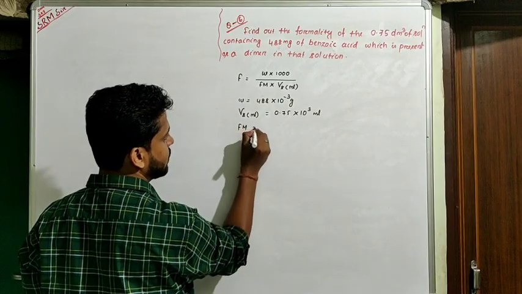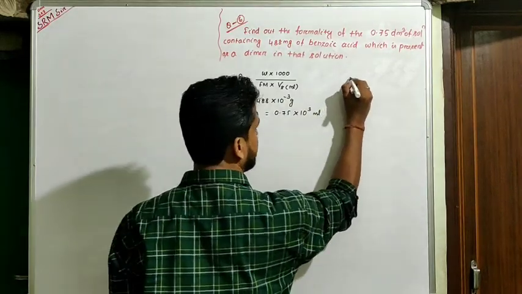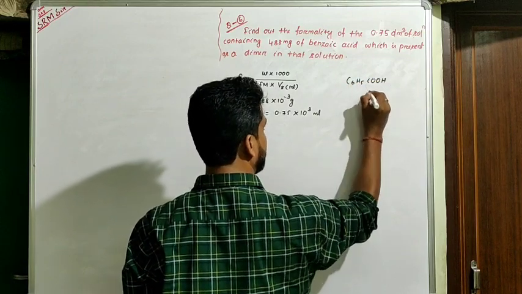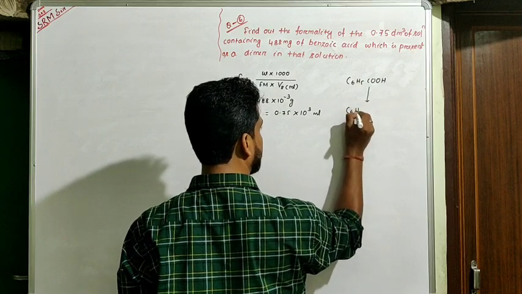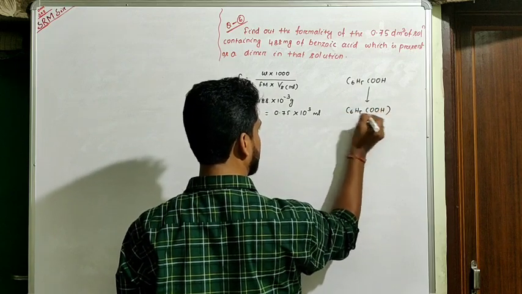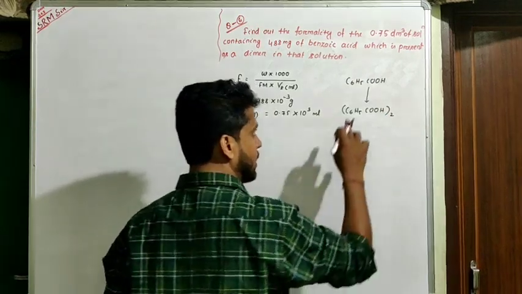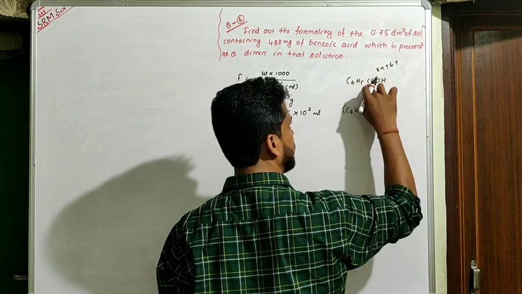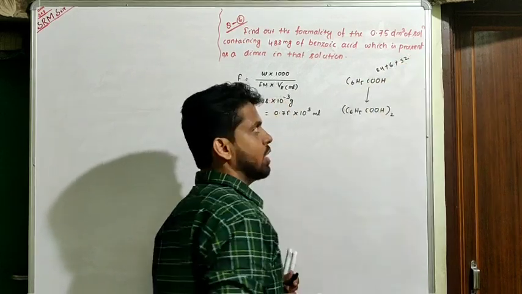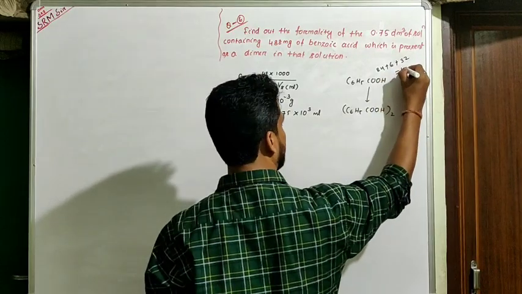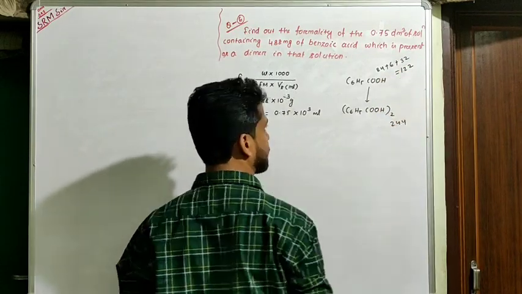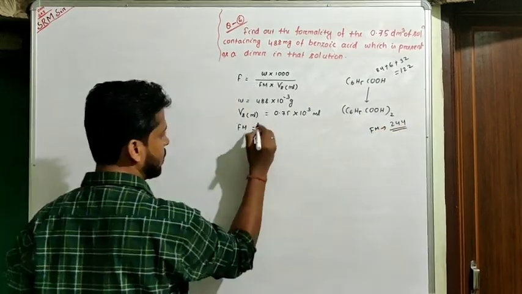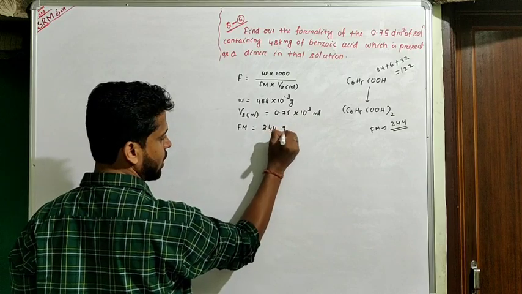Formula mass: benzoic acid means C6H5COOH. It is present as a dimer. That means (C6H5COOH)2. Its mass is 84 plus 6 plus 32, that is 122. Here it is 122, so this is 244. It is the molar mass, it is the formula mass. Formula mass is 244. So it is 244 gram mole inverse.